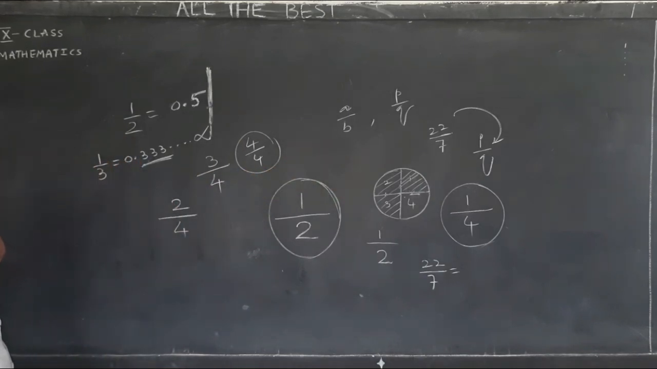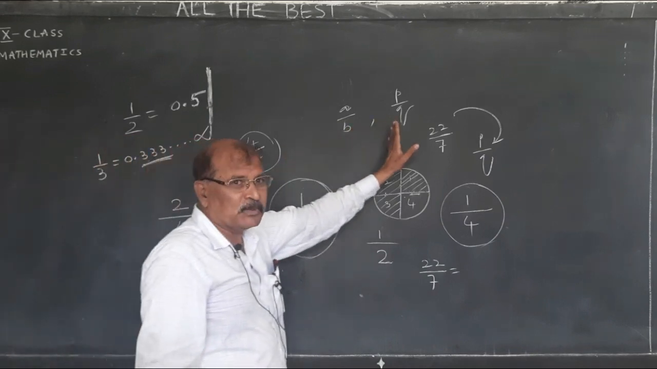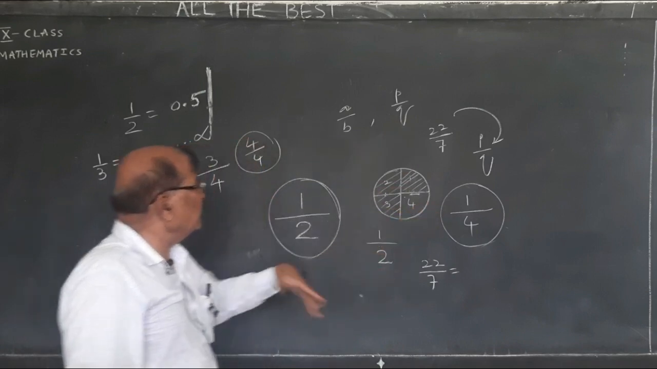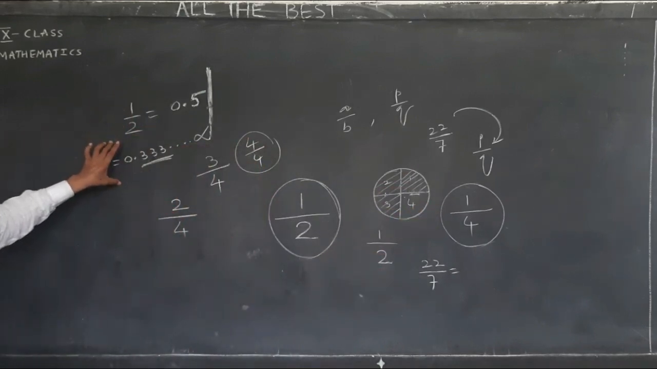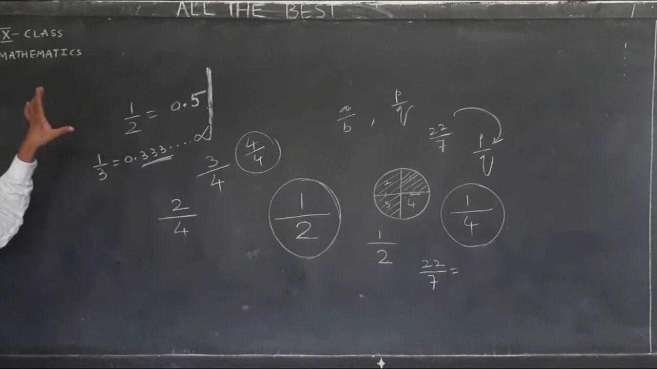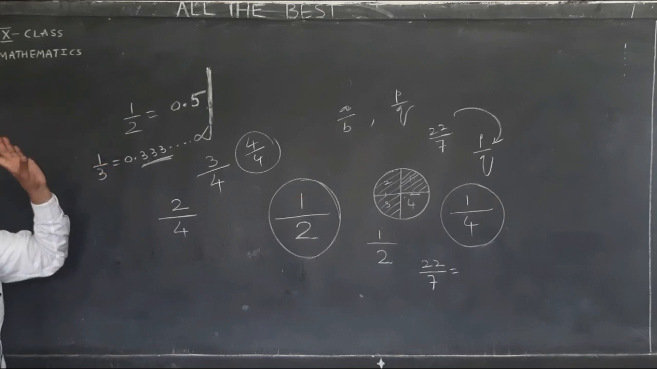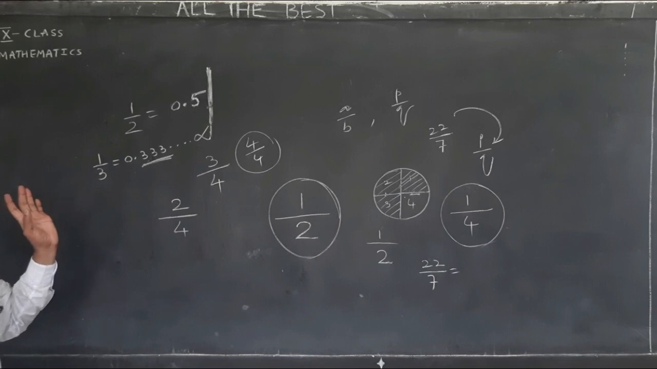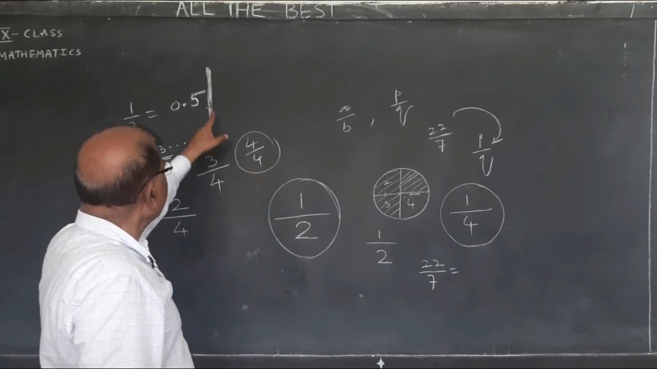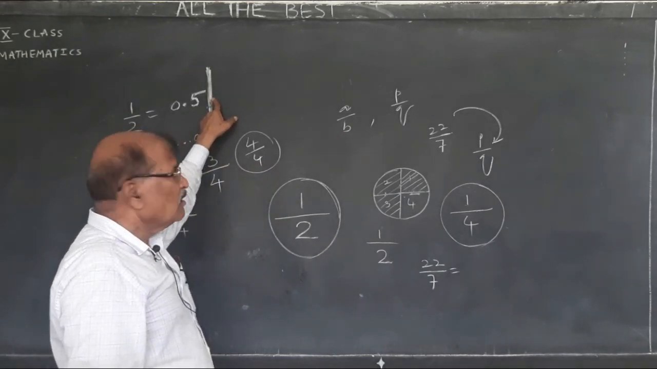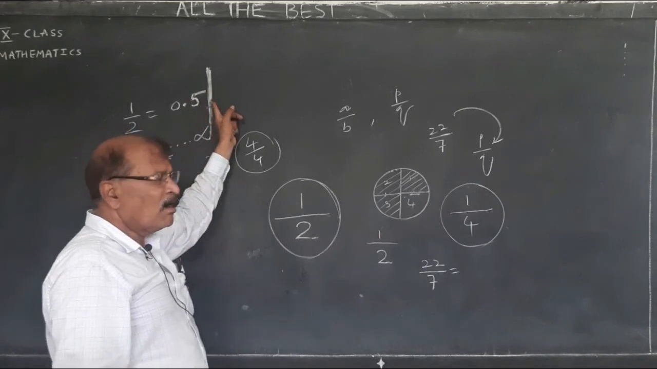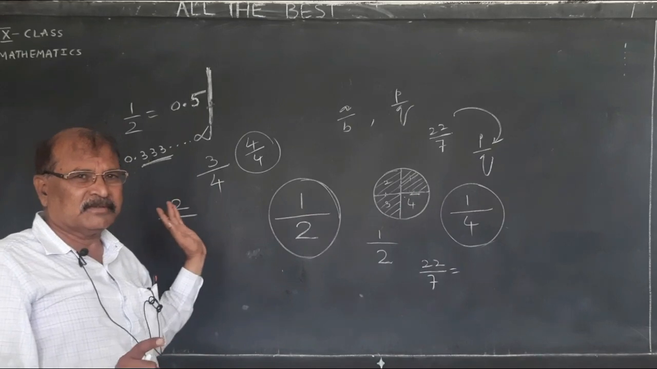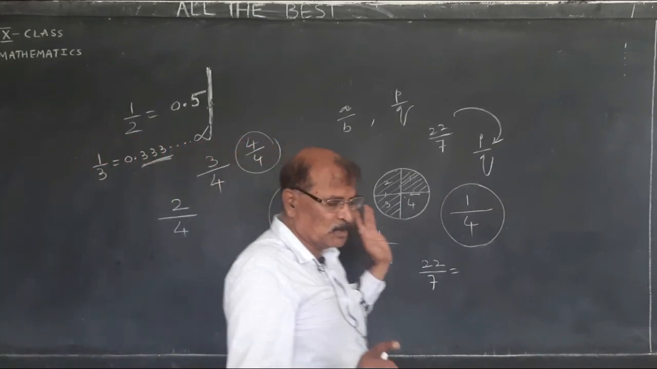So we will take the definition instead of taking p by q. The best definition is in terms of decimal notation. A rational number is a decimal number which is either terminating or non-terminating recurring. That's enough.